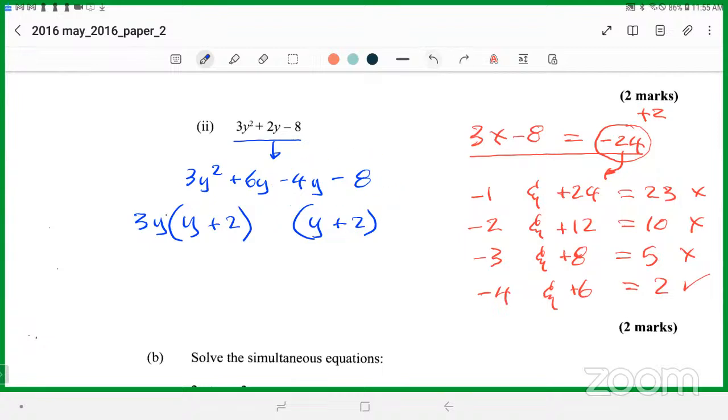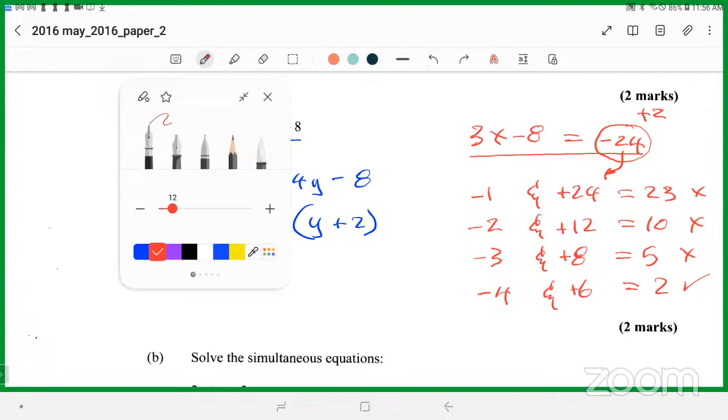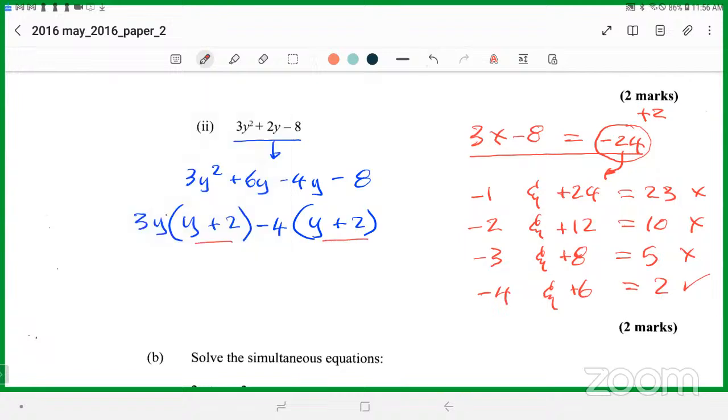How can we know it? We can divide this by that. Divide the negative 8 by 2, you're going to get negative 4. Or we can divide this one by the y. Still going to get negative 4. So in between here, we have minus 4. And so the y plus 2 is a common factor. And so it's 3y minus 4 times that common factor, which gives us our result. 3y minus 4 times the y plus 2.